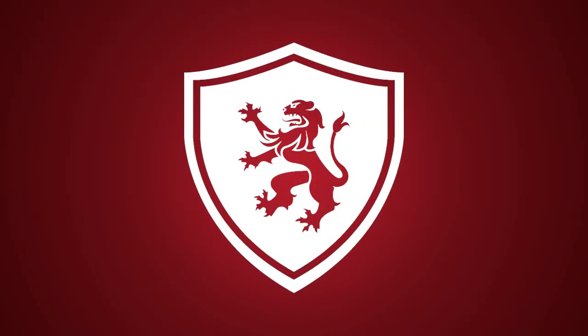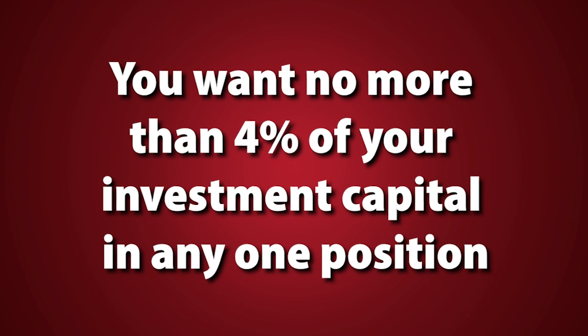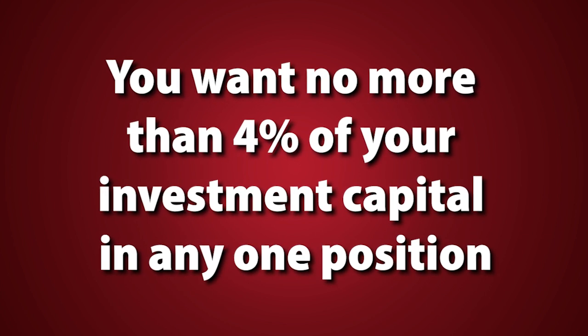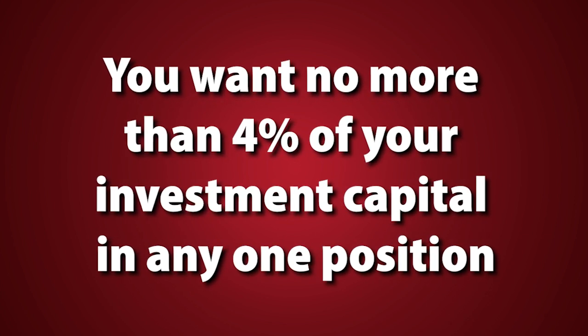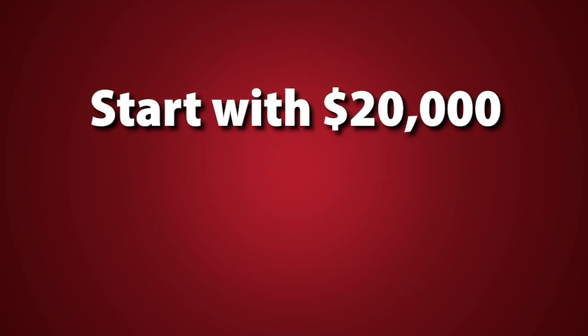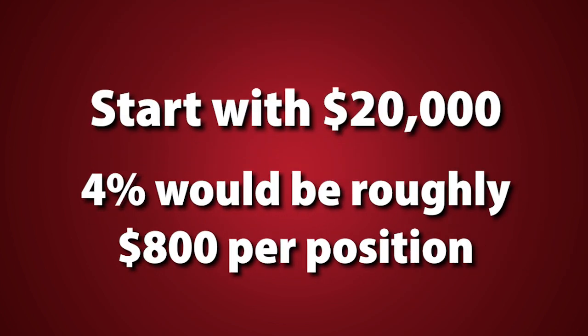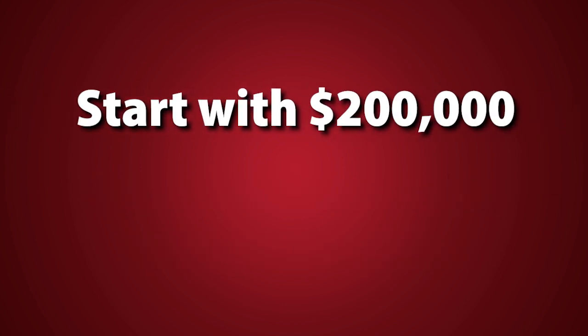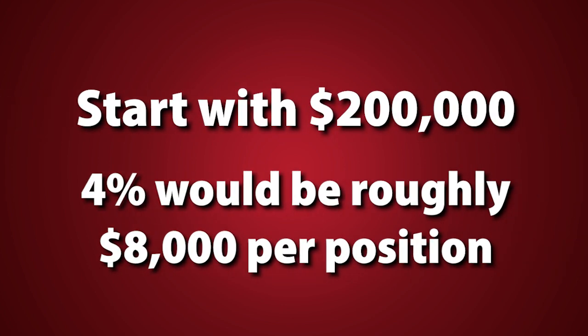So let's start with a basic premise, which is one of our pillars of wealth, having to do with risk reduction and diversification, and that is this. At the Oxford Club, we believe that you want no more than 4% of your investment capital in any one position. So let's say that you start with $20,000. 4% would be roughly $800 per position. If you started with $200,000, 4% would be $8,000 per position.